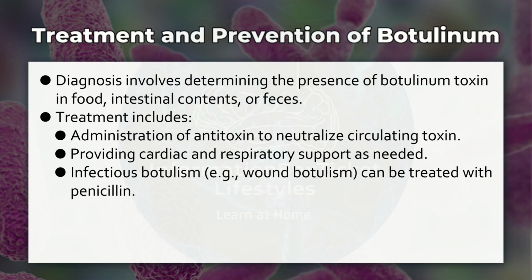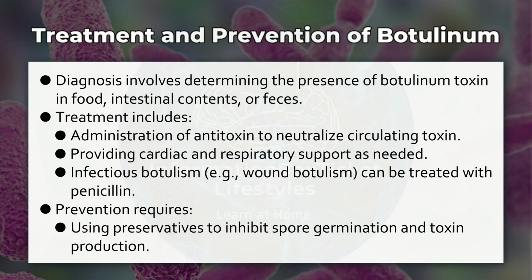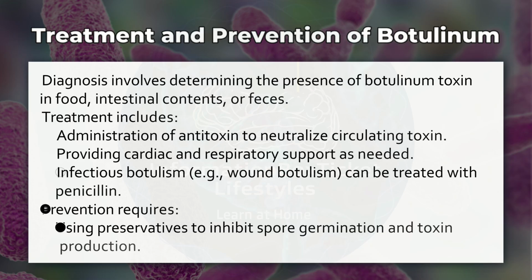Infectious botulism, e.g., wound botulism, can be treated with penicillin. Prevention requires practicing proper food preservation and handling methods, especially for canned foods. Using preservatives to inhibit spore germination and toxin production.